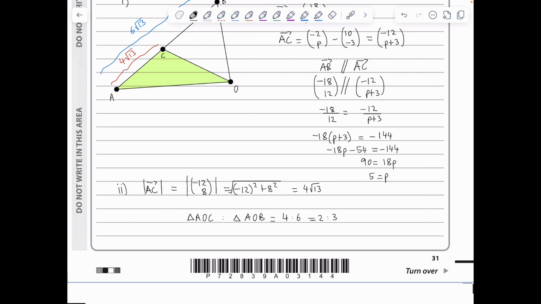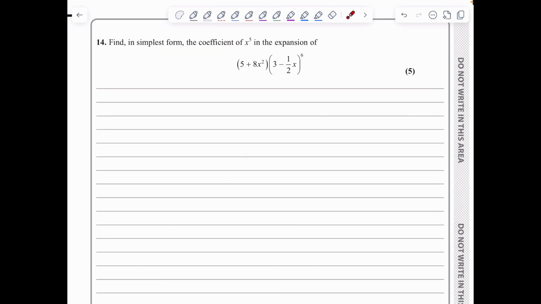In question 14, we're asked to find in its simplest form the coefficient of x to the power of 5 in the expansion of this expression here. Now, obviously, we're looking at the binomial expansion. We're only interested in the coefficient of x to the power of 5, so no need to do the full expansion here. We need to consider which terms or which combination of terms will give me an x to the 5 term. And it's going to be the constant times the term in x to the power of 5, and then the x squared term times the x cubed term.